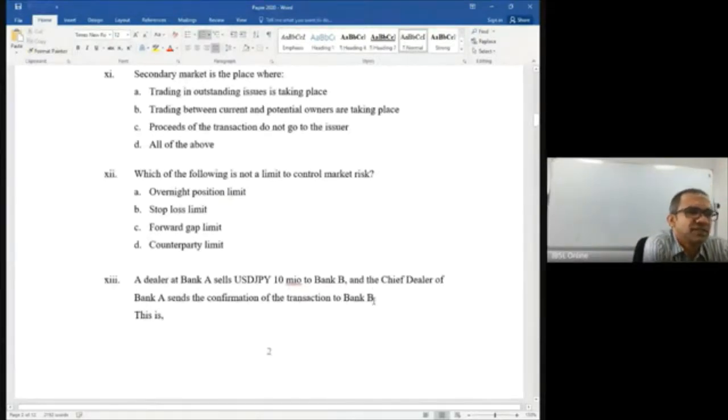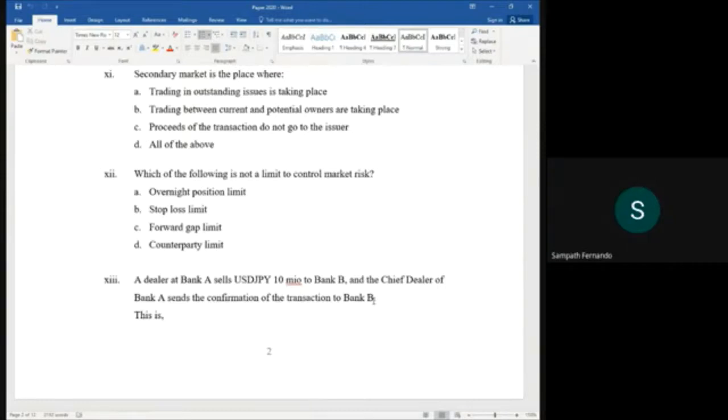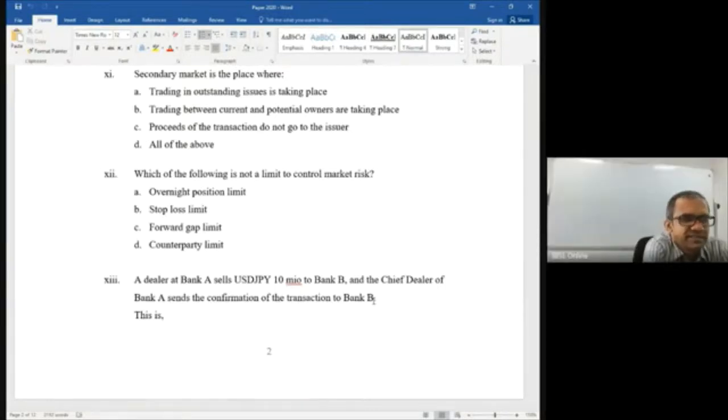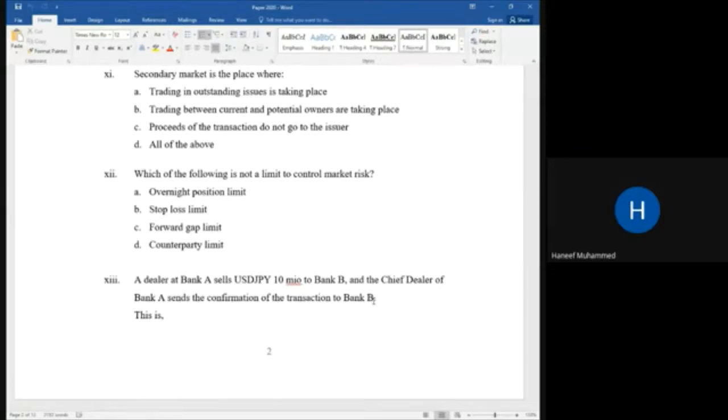Which of the following is not a limit to control market risk? Which one? So D, sir. Counterparty limit. Yes, counterparty limit is to control what risk? Credit risk.